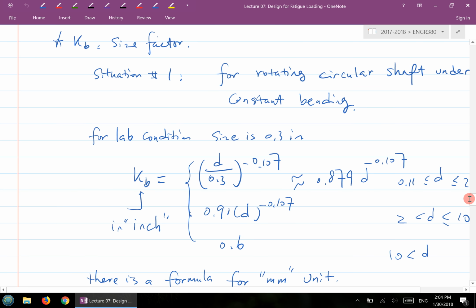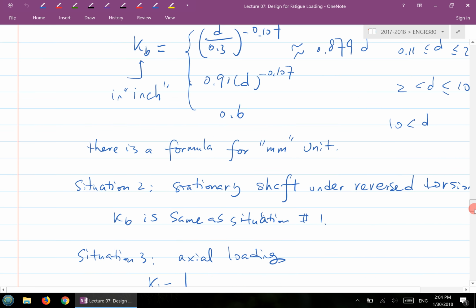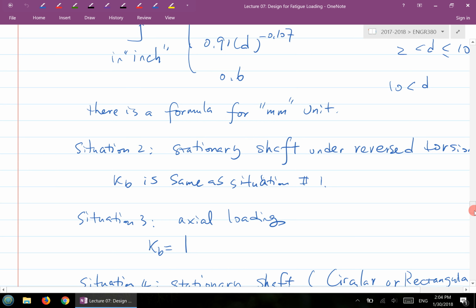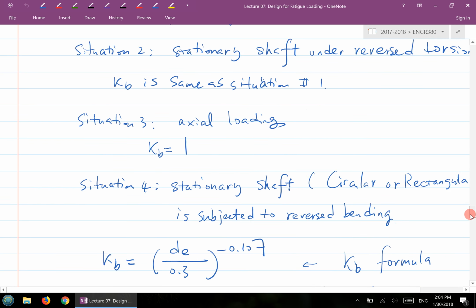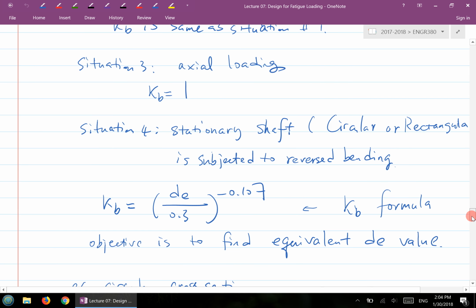Now the second one is when you have a stationary shaft under reversed torsion. That's another situation, and we'll use the same formula as situation number 1. If we have an axial loading, then Kb is simply set to 1. If we have a stationary shaft subject to reversed bending, then Kb is not a direct application of the formula.